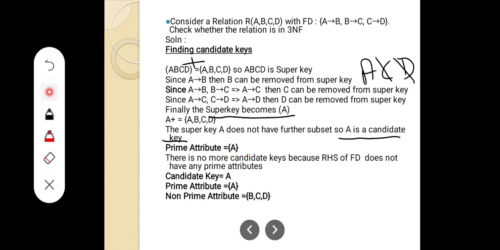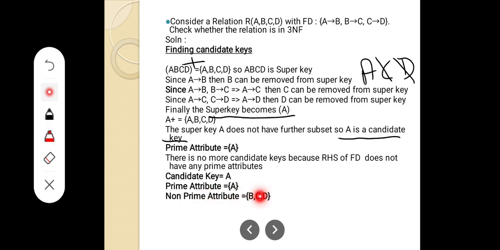Now you check whether any more candidate keys are there. For that you check whether the prime attribute is available in the RHS of the functional dependencies. Whether this A is occurring in the RHS. Here the RHS is B, so no issue. Here it is C, no issue. Here it is D, no issue. So we have only a single candidate key, which is A. So our candidate key is A, prime attribute is A, and non-prime attributes are B, C, D.